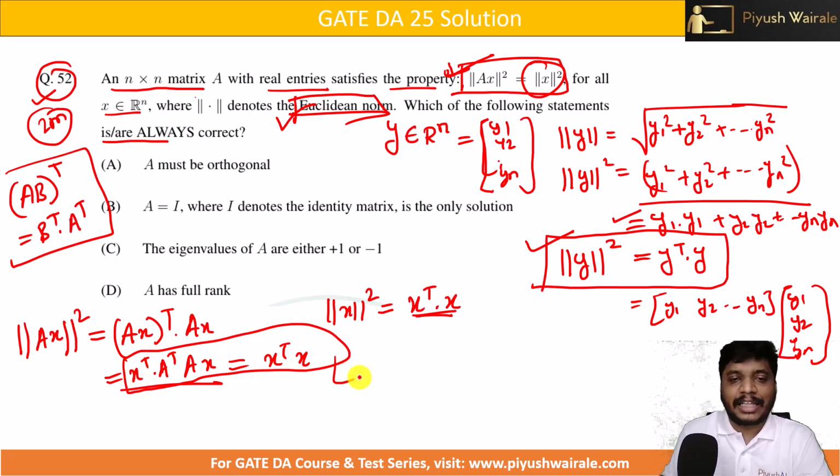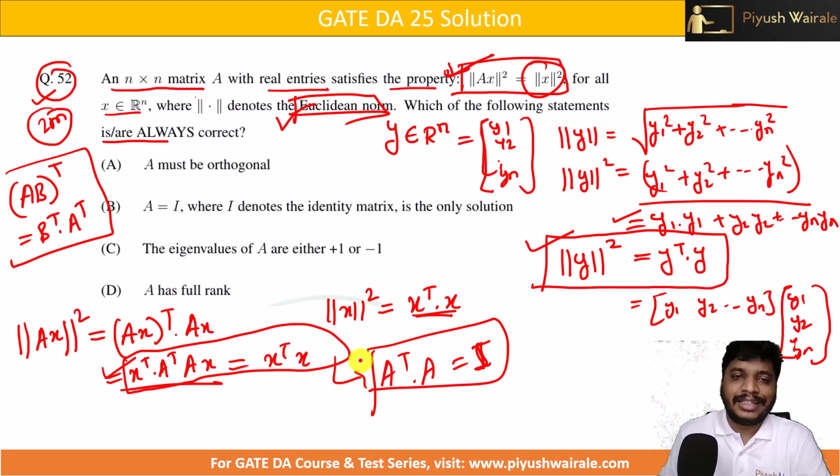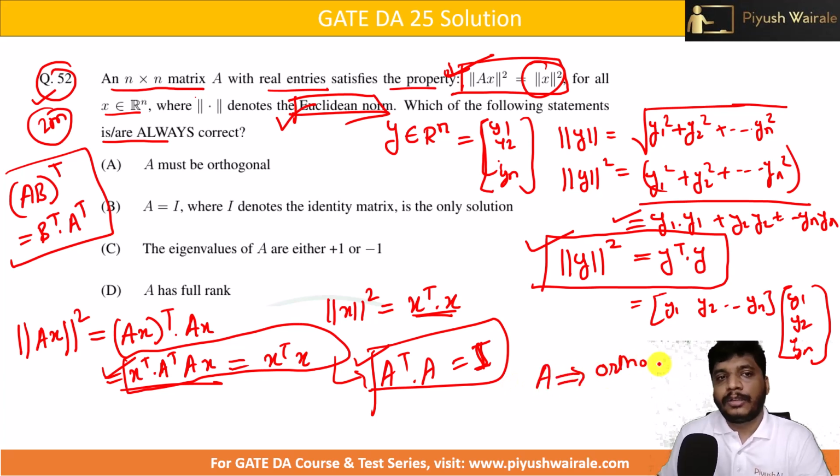Here I can say that A transpose into A is basically equal to I. Can we imply that A transpose into A equals the identity matrix from this particular expression? Yes, obviously. Now what is this? For which case is this basically true? This is true for an orthogonal matrix. If matrix A is orthogonal, we already discussed this in our introduction to matrices, or basics of matrices.